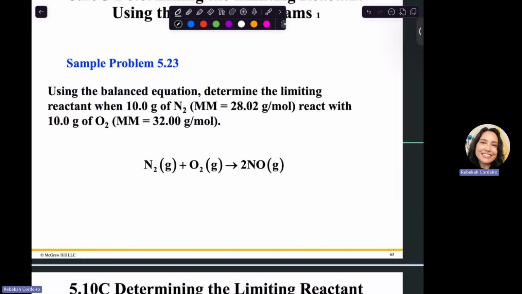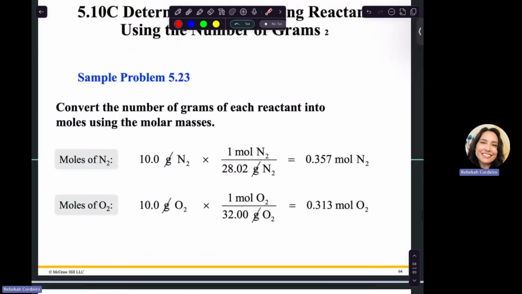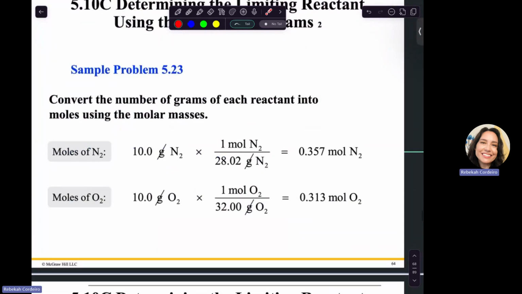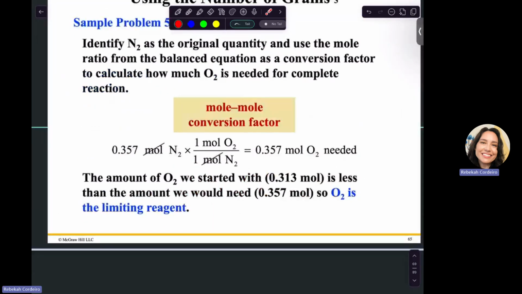So we know we have 10 grams of N2. Let's figure out how many grams of O2 are needed, and then we can compare to the 10 grams of O2 given. So don't use the mass of O2 given, you're just going to use it to compare. So go ahead and pause and see, can you go from grams of N2 to grams of O2 using what we've learned so far? First step would be to find the moles, and then to use a mole ratio. So you can go ahead and just look at that, pause if you need to. And then we use a mole ratio. This is how much O2 we need from this much N2.